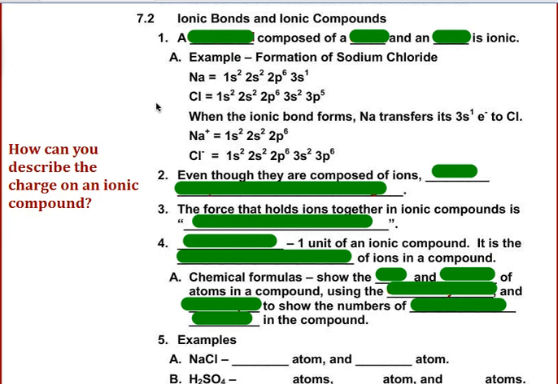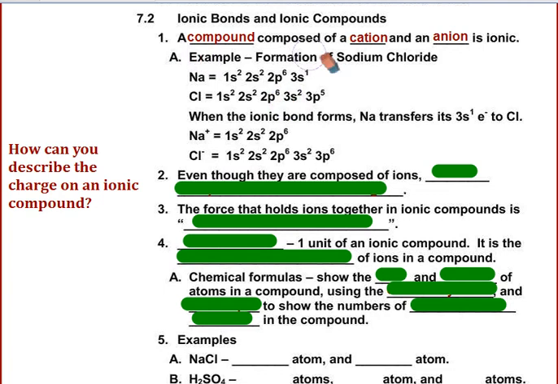And we're back. Okay. Now we're talking about the actual bonds and ionic compounds for section 7.2. Let's get right into it. So, an ionic bond, okay, a compound composed of ions, a cation and an anion, is an ionic compound.